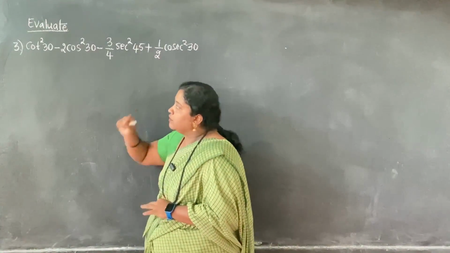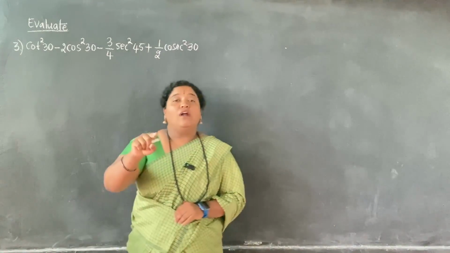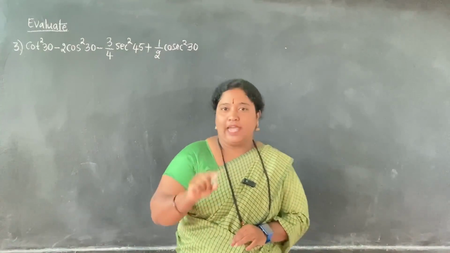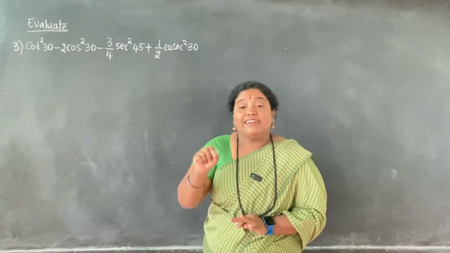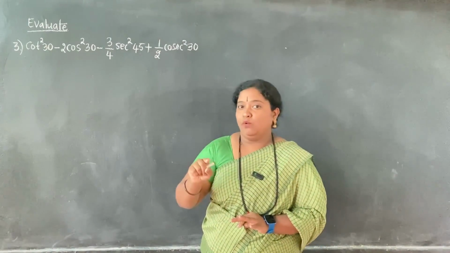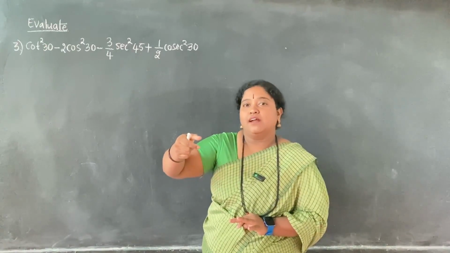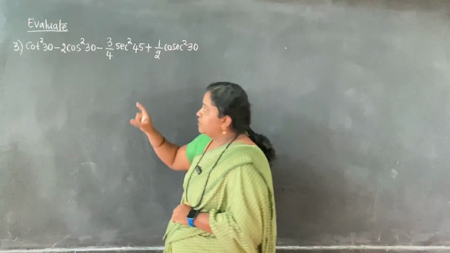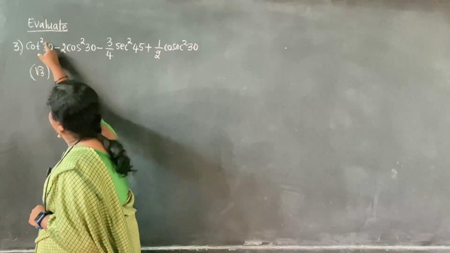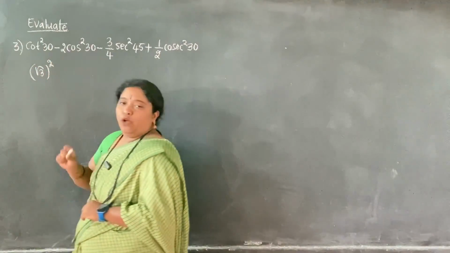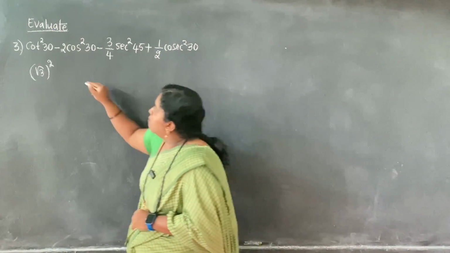Okay. Cot 30. You know that cot is the reciprocal of tan. Do you remember the tan 30 value? What is tan 30? Tan 30 is nothing but 1 by root 3. You reciprocal it, how much is it? Root 3. Means cot 30 is how much? Root 3. Yes or no? And square is there. Do not forget to square it. Root 3 the whole square.